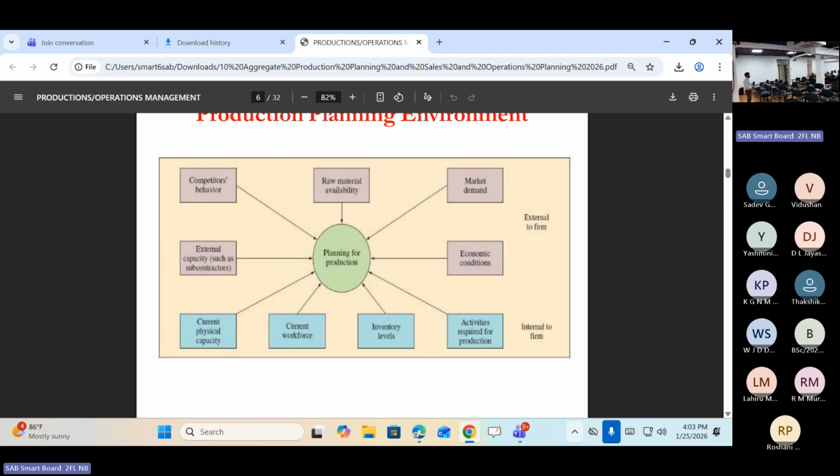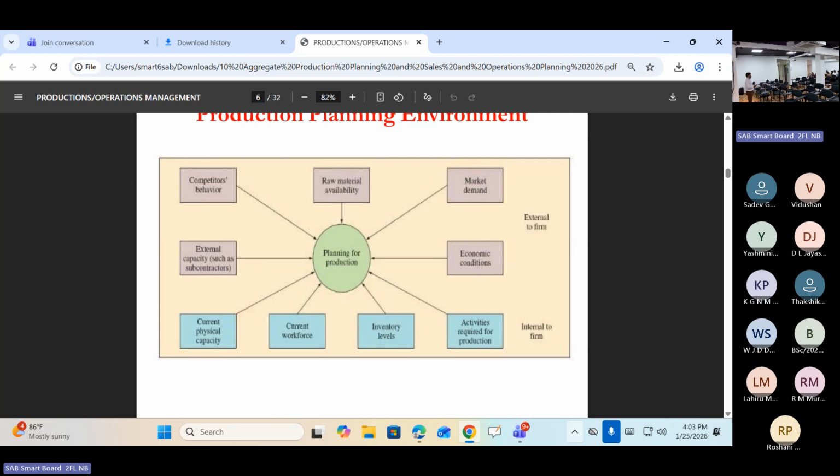Hope that is clear. Those are the main external factors to consider. But internally, there are some other factors like their current capacity, current workforce, the current inventory levels available, the nature of production activities, and many others. So subject to all these factors, decision makers should decide the appropriate production levels. I hope that is clear.